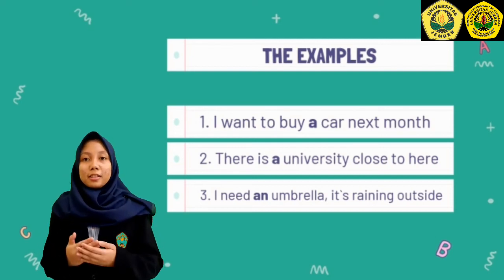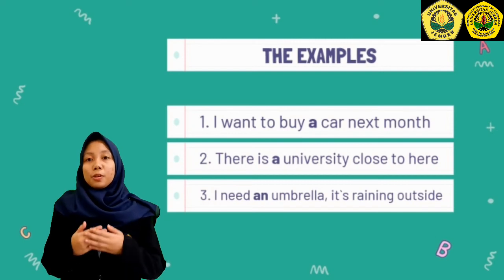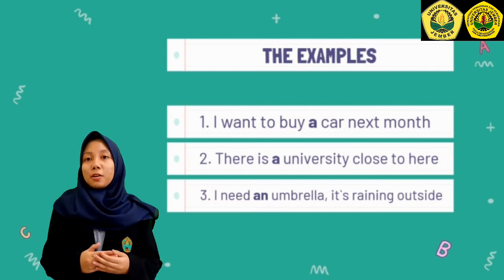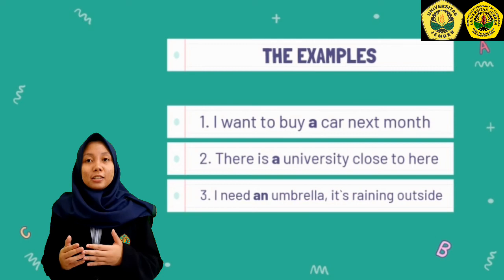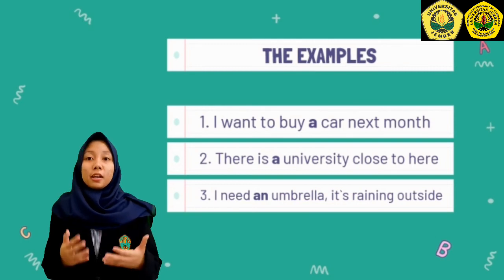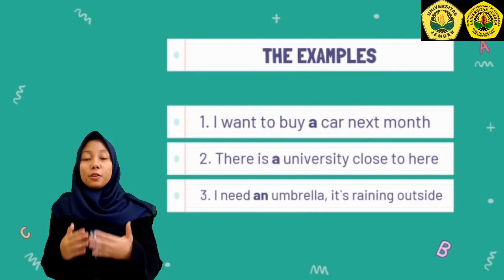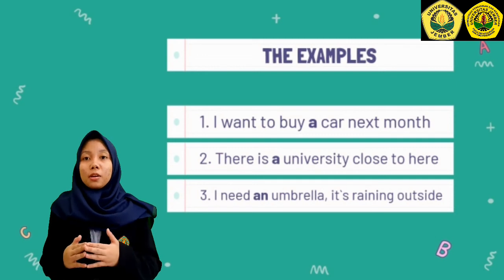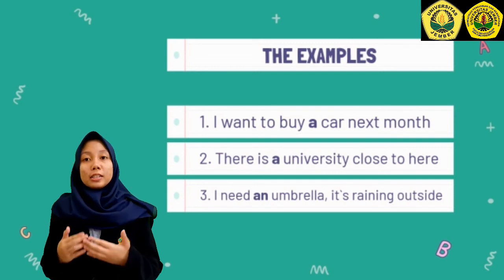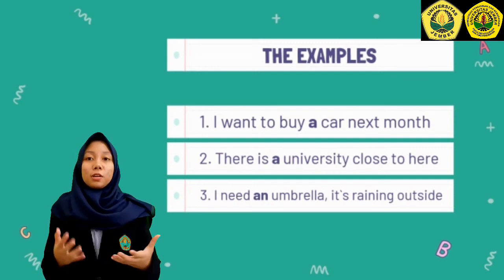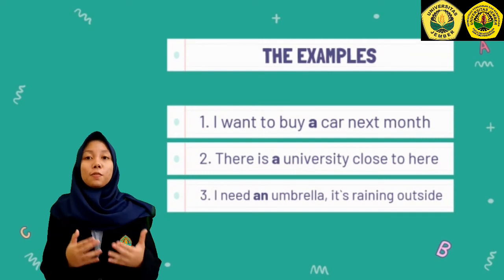And the second sentence is, "There is a university close to here." The article "a" is used because the identity or the name of the university is not known. Therefore, the article "a" is used to give a general idea about a university.